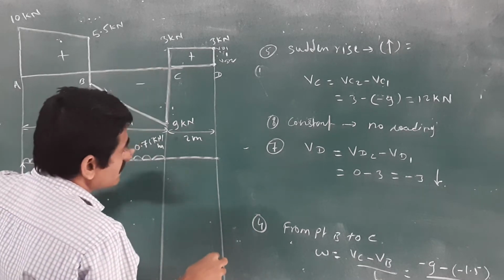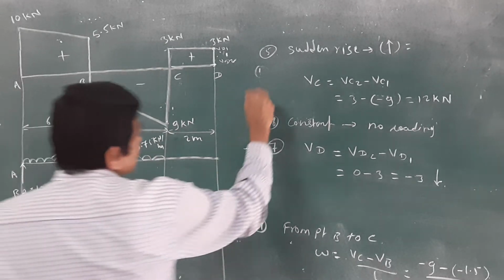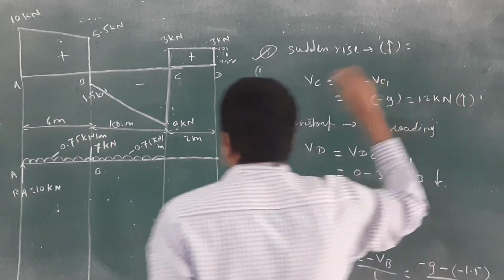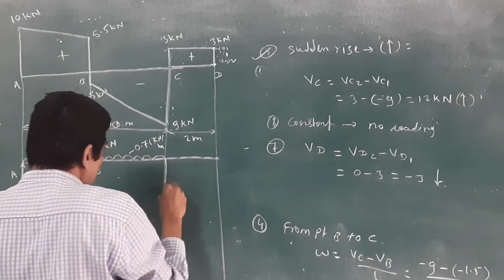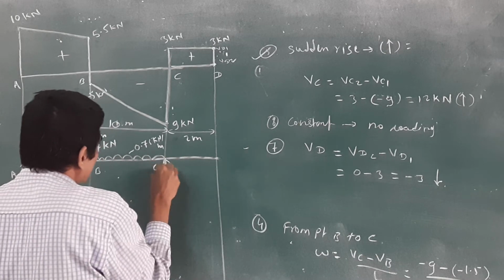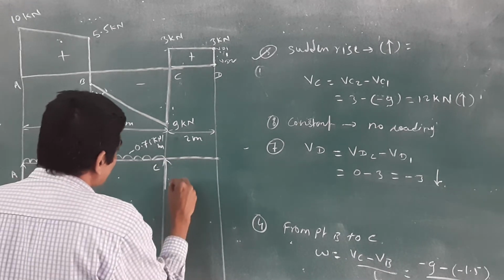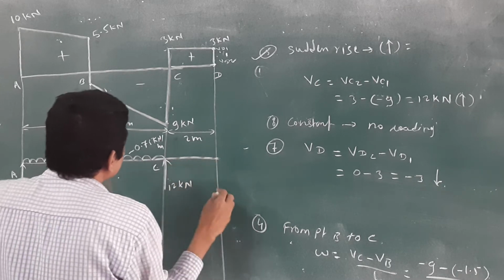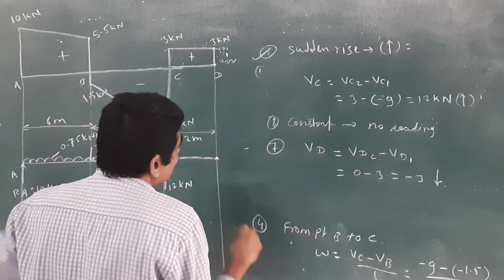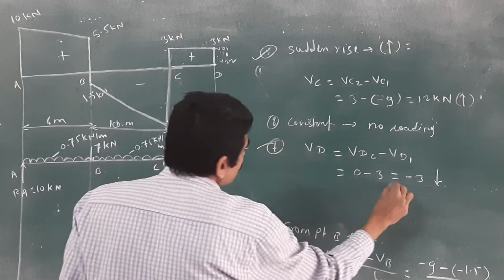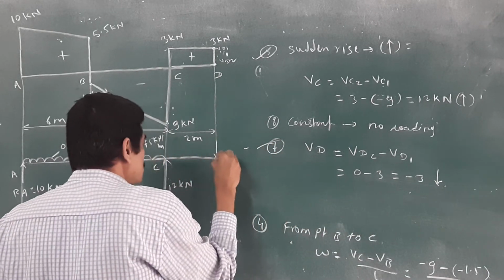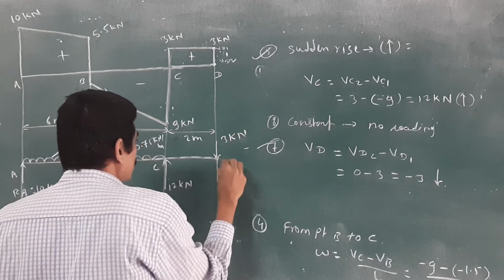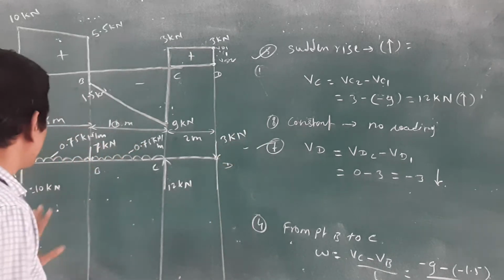Again there is a UDL of the same value, 0.75 kN per meter. Then at point C, check that this is the positive load. This will act in the upward direction, which means the second reaction we are getting at point C is 12 kN. And last, there is no load in between C to D. Check that at point D we have minus 3 kN, which means 3 kN in the downward direction. C to D, very simple.